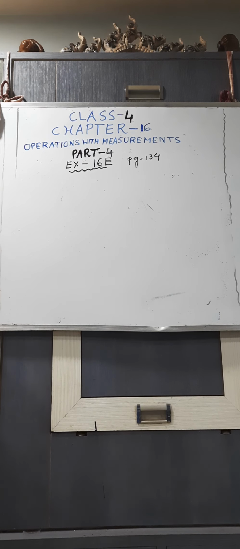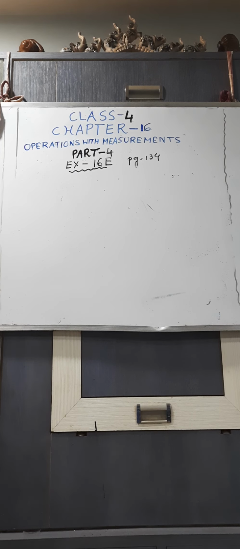How many pieces are there? 6 pieces are there. Here also, the length of one piece is given, 2 cm, 6 millimeter. You will have to find out the length of 6 pieces. So, one is given. You will have to find out more than one, that is 6. So, what you have to do? That you have to do by yourself.